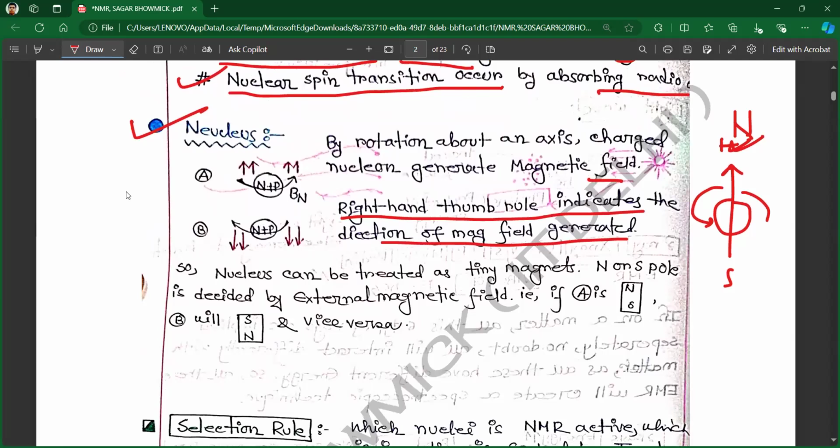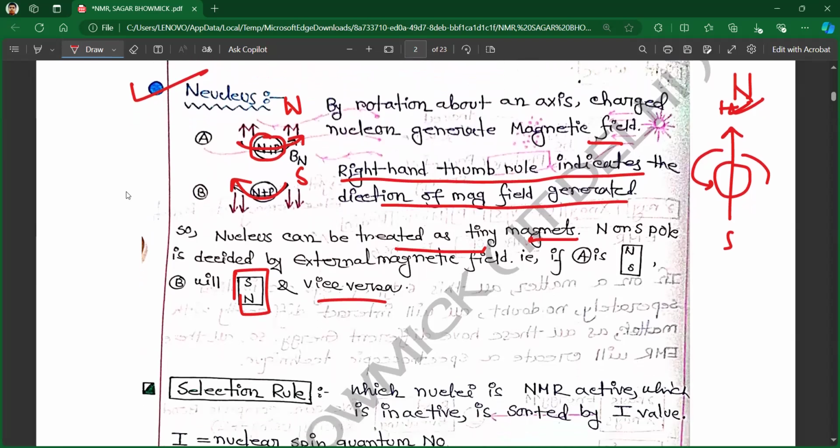So the nucleus can be treated as a tiny magnet, as the N or S pole is decided by the external magnetic field. If A is north south, B will be south north. For example, if this rotates like this and here north, here south pole is induced, then with the opposite spin, it will be south north and vice versa. I hope it's clear. So every nucleus can be considered as a very tiny little magnet. I hope it's clear to you.